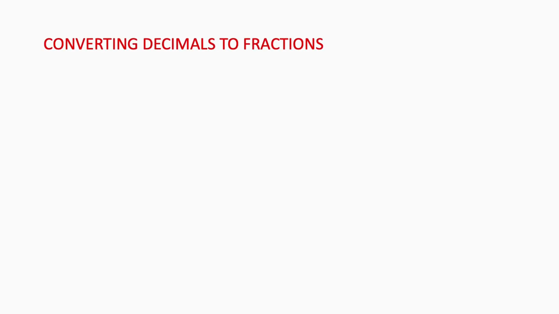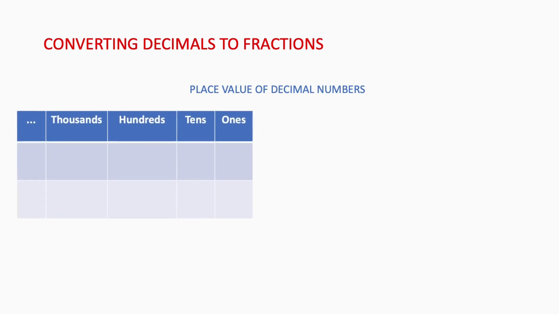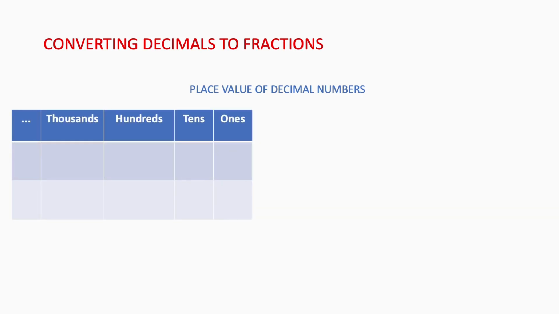To perform mathematical operations or compare and order different forms of rational numbers, we must first convert them into the same form. As we saw in the previous lesson, to convert decimal numbers to fractions, first we must know the place value of the decimal digits. We have already learned the place value of integer numbers. For example, for 5043, 3 is in the ones place, 4 is in the tens place, 0 is in the hundreds place, and 5 is in the thousands place.